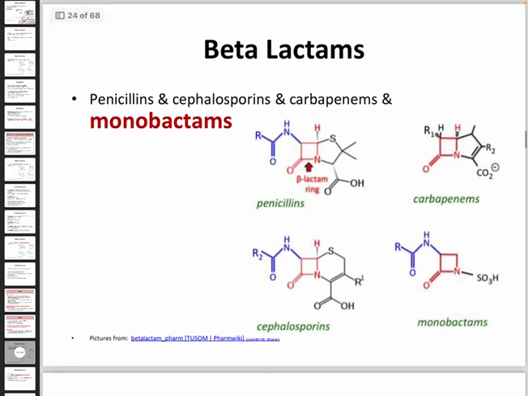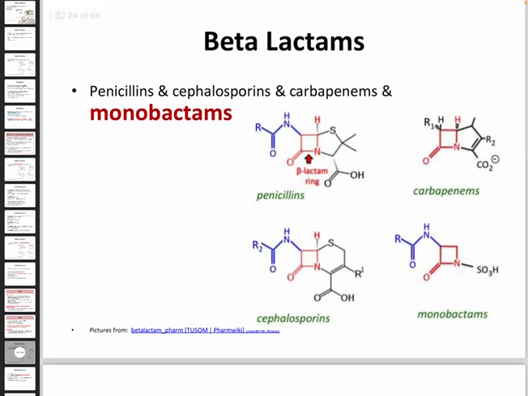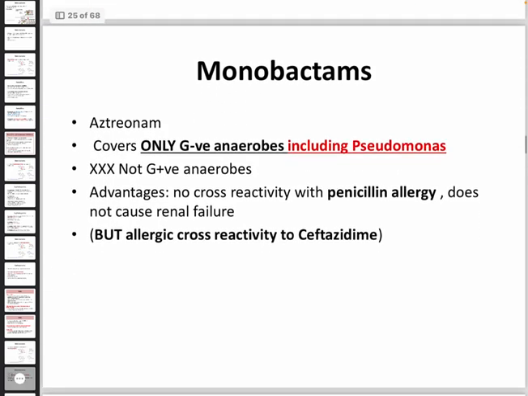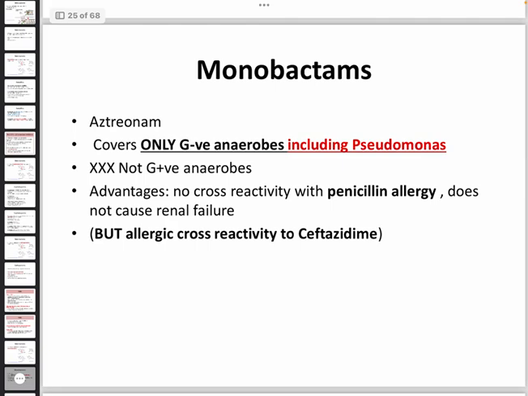Monobactams, a quick example is Aztreonam. They only cover gram-negative aerobes like Pseudomonas, so they don't cover gram-positives, making their use a bit limited. However, they come in handy in patients with penicillin allergy because they don't have cross-reactivity with penicillin. However, they have cross-reactivity to ceftazidime.